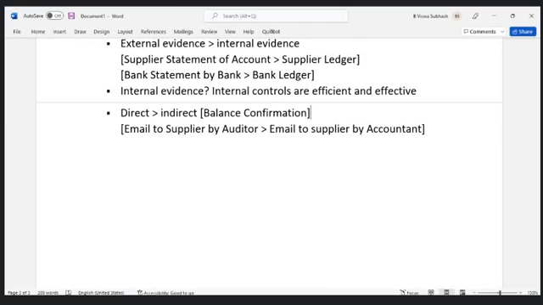And if the entity is directly approaching the supplier, obtaining the documents and submitting them to you, then it becomes indirect audit evidence. So which one is more reliable? Naturally, when you directly email them and they respond directly to your email, that is more appropriate, and that is what you can consider as having higher precedence than the indirect one.